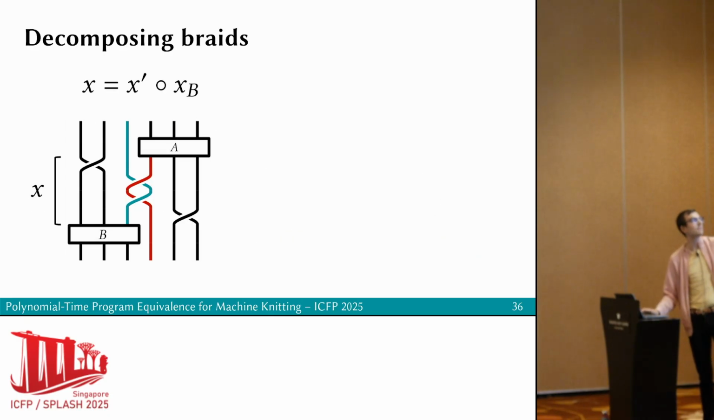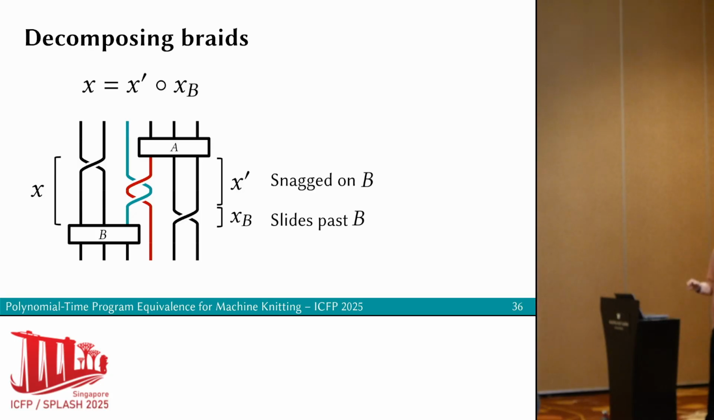And we'd like to separate X algebraically into two braids, which we'll call X sub B and X prime. The X sub B part should represent the portion of X that the B stitch can topologically slide past. And the X prime part would be the portion of X that it can't. That is, X prime is snagged with respect to B. I can't get rid of it yet.